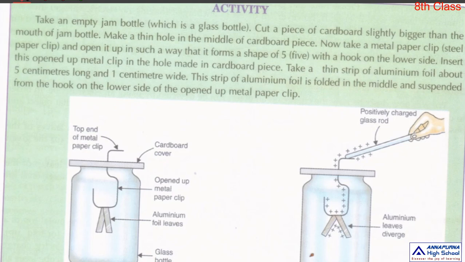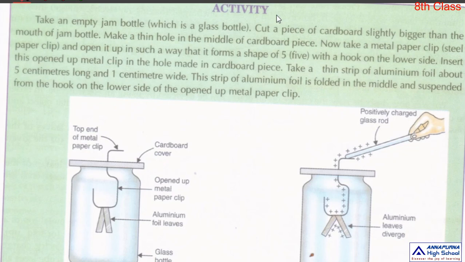It is better to take aluminium foil of length 5 centimeters and width 1 centimeter. Aluminium foil means a thin aluminium strip. It is better if its thickness is just like the thickness of a leaf. If that aluminium foil is taken, then we can easily perform these activities. Then how to construct an electroscope? This jam bottle is taken and a paper clip. Open the paper clip.